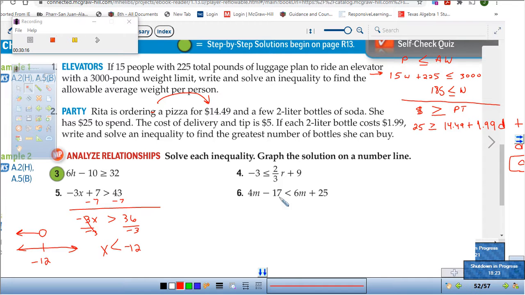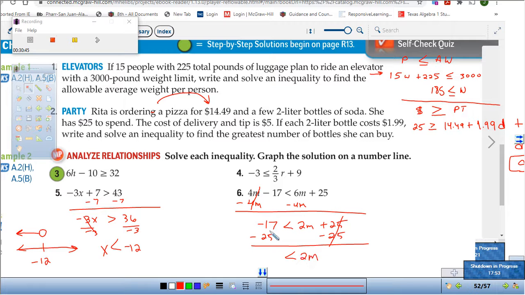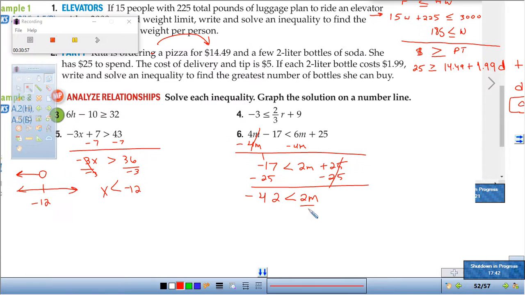We're going to come out here and go with the smaller variable, minus 4m, minus 4m. We want to get rid of the smaller one. Cancel here, negative 17, less than or equal to 2m plus 25. Again, I want the m by itself, minus 25 here. Cancel out here. This gives me negative 42 less than or equal to 2m. Coming out here, we're going to divide by 2, divide by 2. M is less than or equal to negative 21.